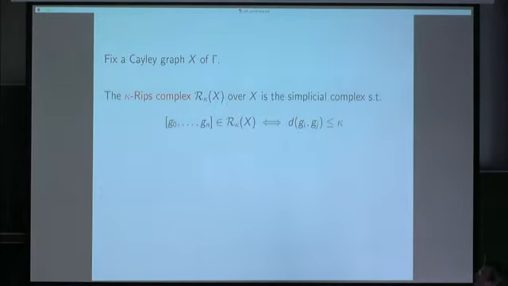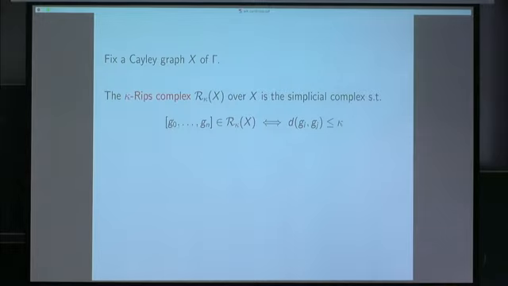Now we fix a Cayley graph X of Gamma, and okay, now I need to define one-chains, two-chains, and three-chains on this Cayley graph. So the Cayley graph is a graph, so we need something which is fat, not a graph. And what one usually does is constructing a Rips complex over the graph. So this is a standard technique.